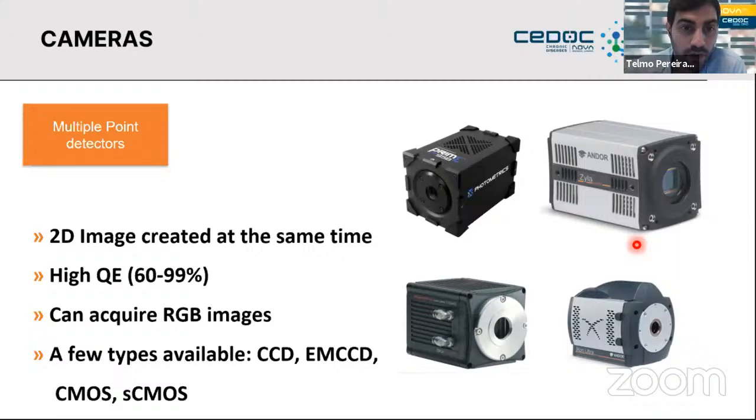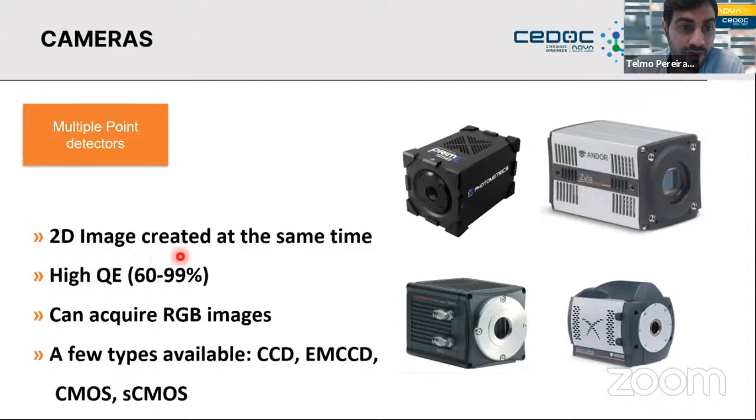which will detect exactly your signal. Using cameras, the multi-point detectors, you can create your 2D image at the same time. So you will see everything at the same time. You are not going pixel by pixel. This makes them much faster than PMTs.